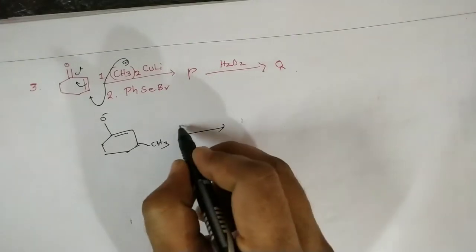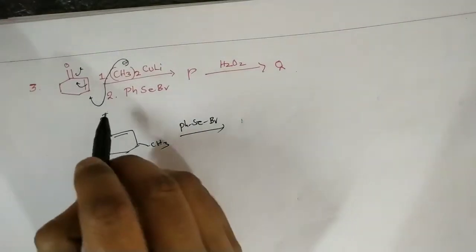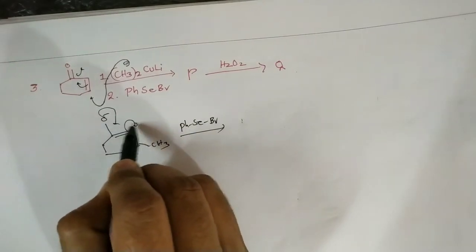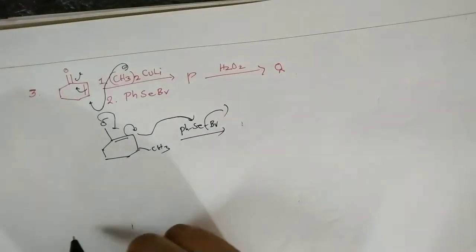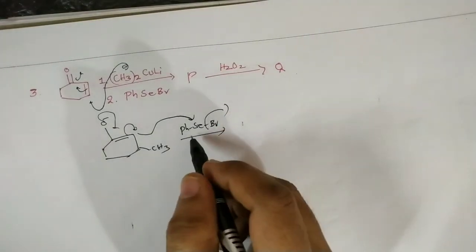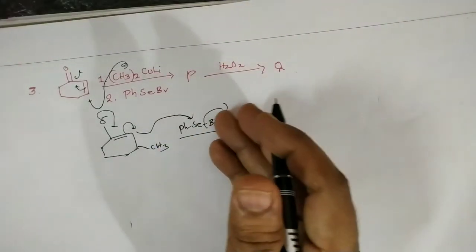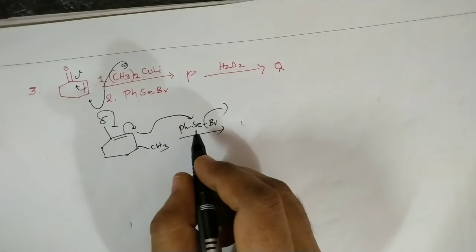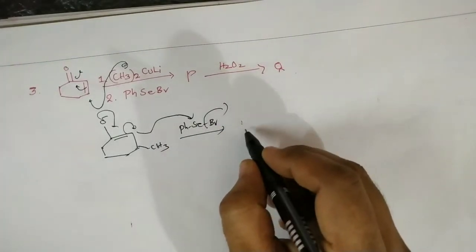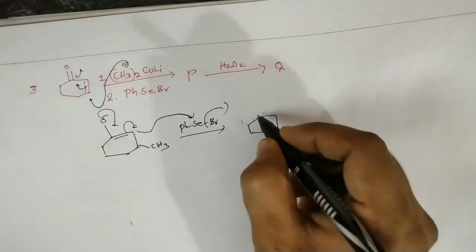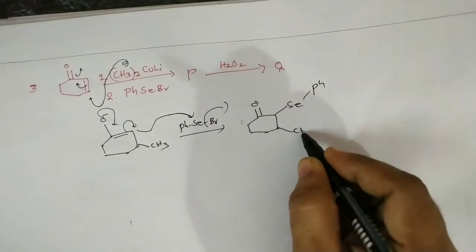Now this enolate on reaction with PhSeBr. Actually here is reformation of the pi bond, and this carbon carries a negative charge. This negatively charged carbon attacks this selenium-bromine bond. Selenium is a sixth group element. So leaving out Br minus, substitution takes place. That means here selenium and Ph, this is an alpha-selenation.